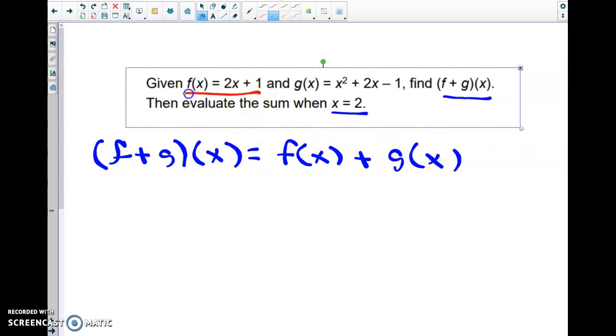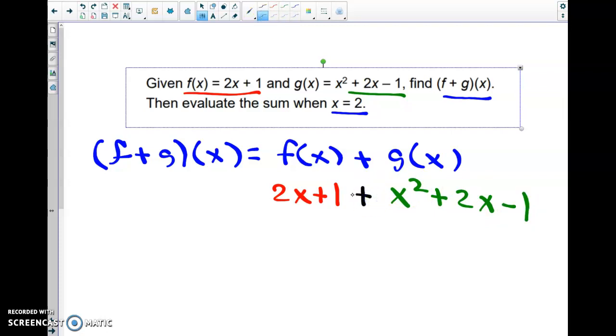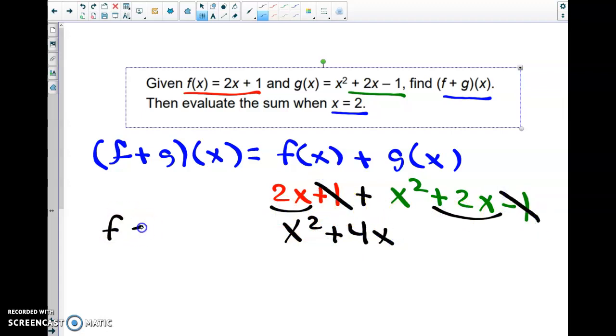So up here, here's our f of x, and here's our g of x. So 2x plus 1, and we are adding x squared plus 2x minus 1, and we're adding them together. I could have used parentheses. In this case, since it's addition, I did not put parentheses. I just showed you in the two different colors. So simplifying this, combining like terms, x squared plus 4x, and the 1's cancel. So the function f plus g of x equals x squared plus 4x.